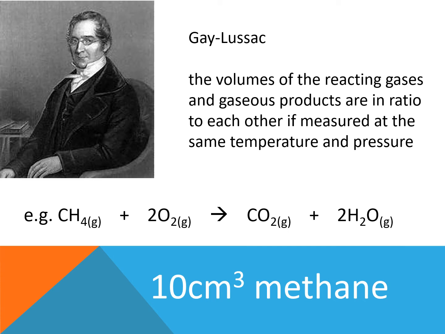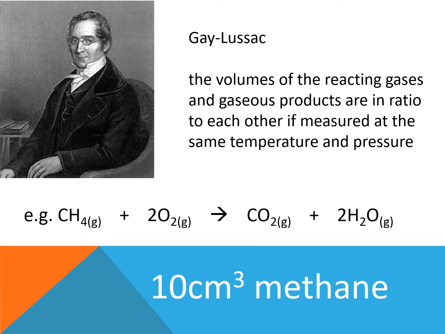There's an imaginary 1 in front of methane, so the ratio is 1 to 2. So if we've 10 centimeters cubed of methane, then we should have 20 centimeters cubed of oxygen. So write that down. Then we look at carbon dioxide and we go back to methane. We always start with methane because that's the volume we were given.